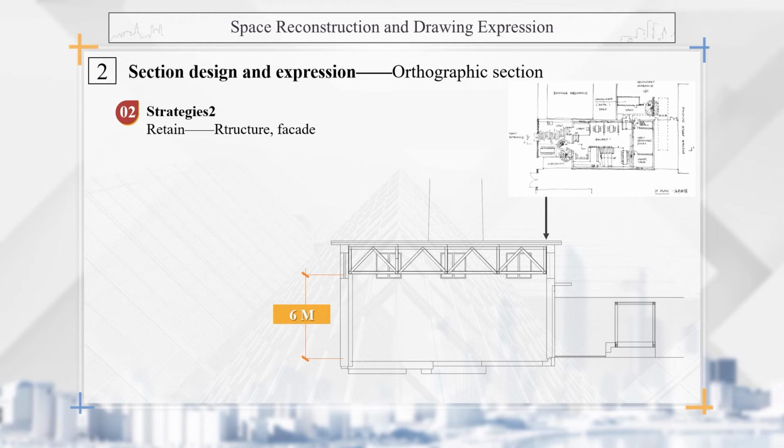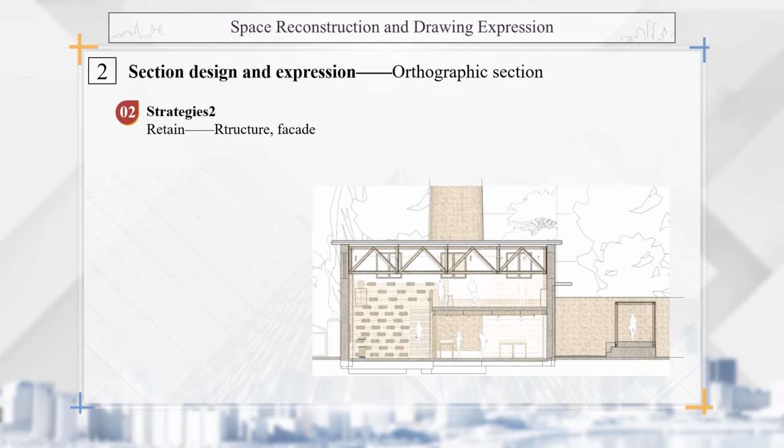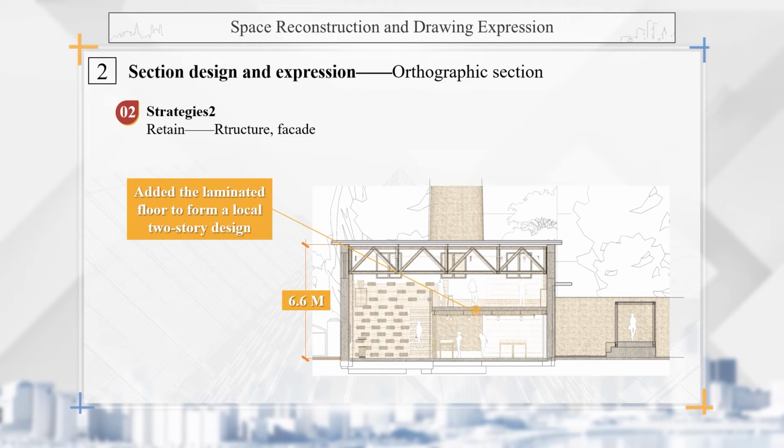It is a single-story large space with the net height of 6 meters under the beam. According to the overall idea, the original structural system steel truss is preserved. That is, the historical value of the original building is preserved. Since the original industrial building has a story height of 6.6 meters, we newly added the laminated floor to form a local two-story design, increased the building area, and set up all variable exhibition and office spaces on the second floor.